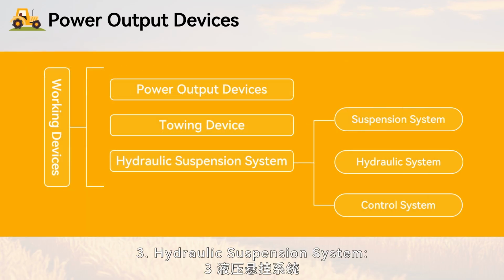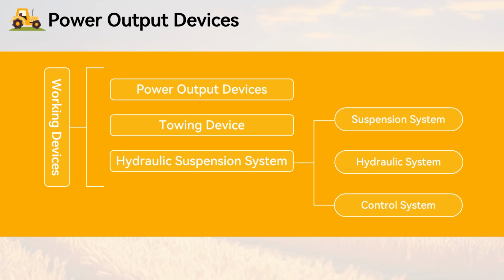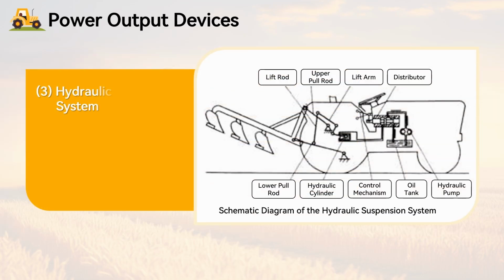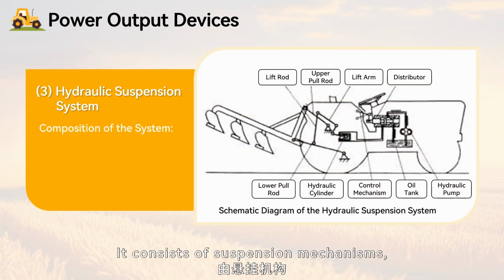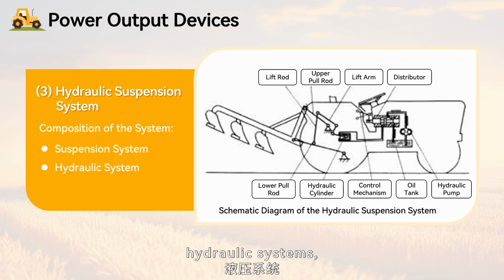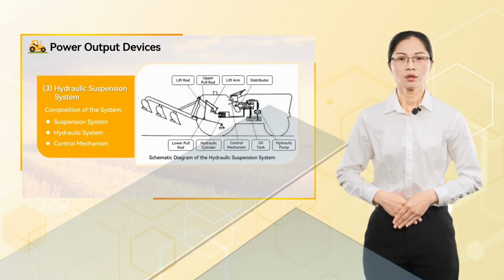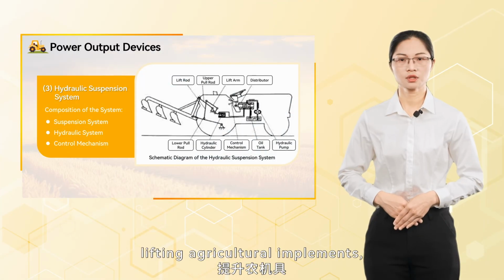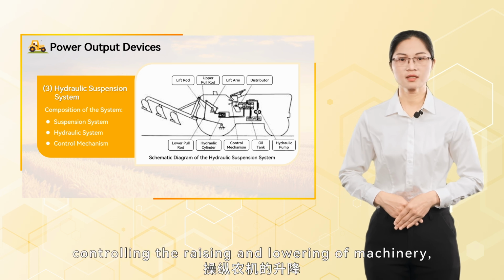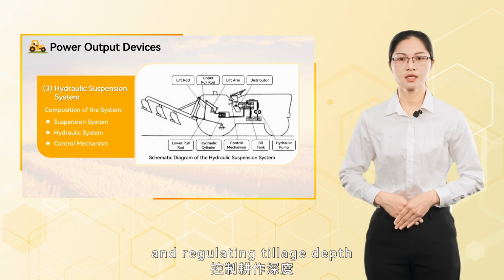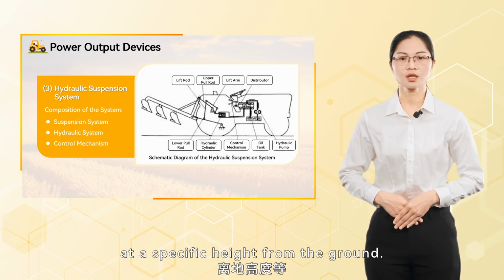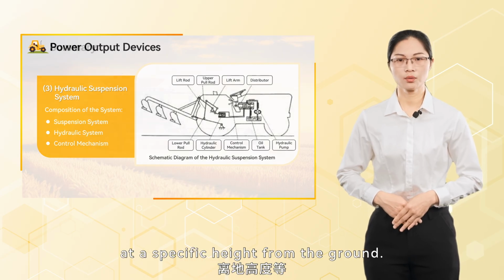3. Hydraulic suspension system. It consists of suspension mechanisms, hydraulic systems, and control mechanisms. Its functions include lifting agricultural implements, controlling the raising and lowering of machinery, and regulating tillage depth or maintaining the implements at a specific height from the ground.